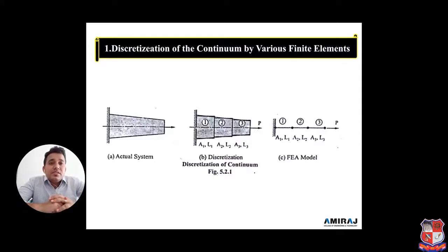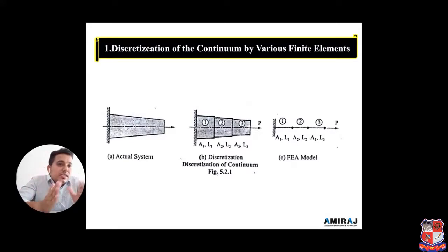The first step is discretization of the continuum by various finite elements. Now, what is discretization? As per the figure, A is the actual system, meaning we have a cantilever beam, and it is tapered. If we want to find out the proper static structural analysis of the cantilever beam, then we have to discretize it, as in the second figure, B, the discretization of the figure.